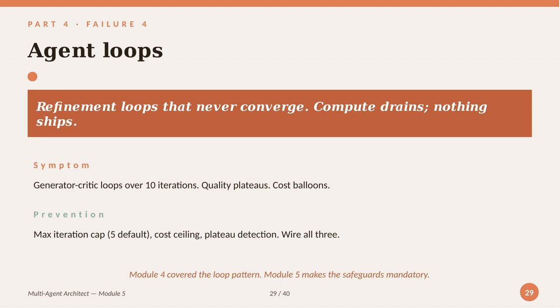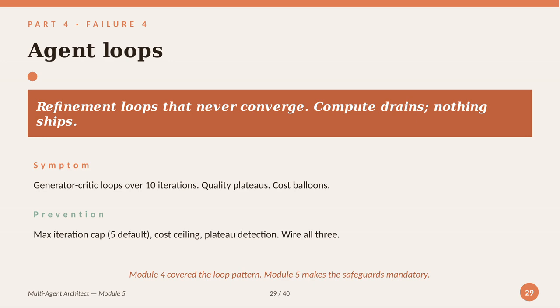Why it happens? 2 flavors. Either the critic is too strict, there's no quality bar high enough to satisfy it, so it keeps demanding revisions. Or the generator and critic are stuck in a back and forth where the generator's natural style fights the critic's preferences, and they never agree. Both manifest the same way.